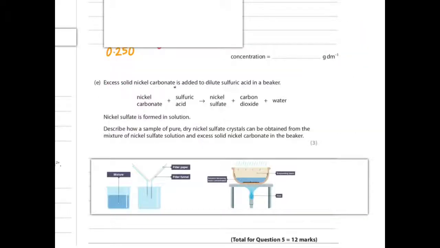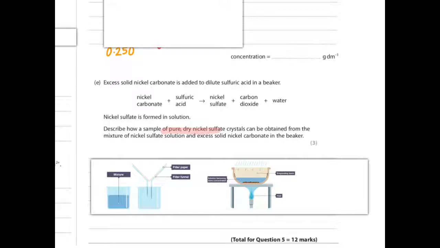Excess solid nickel carbonate is added to dilute sulfuric acid in a beaker. Here's the word equation. Nickel carbonate and sulfuric acid, these are the reactants, produce nickel sulfate, carbon dioxide and water. Of course you get carbon dioxide because it's a carbonate. Nickel sulfate is formed in solution. Describe how a sample of pure, dry nickel sulfate crystals can be obtained from a mixture of nickel sulfate solution and excess solid nickel carbonate in the beaker.